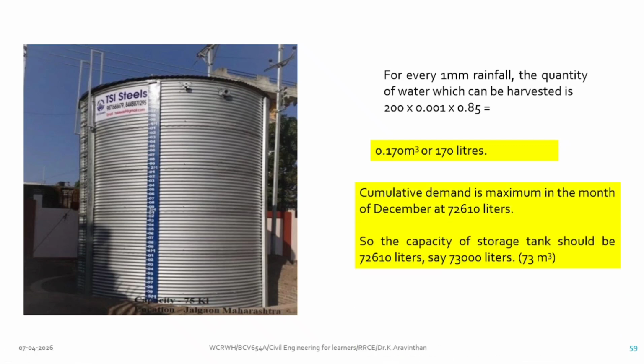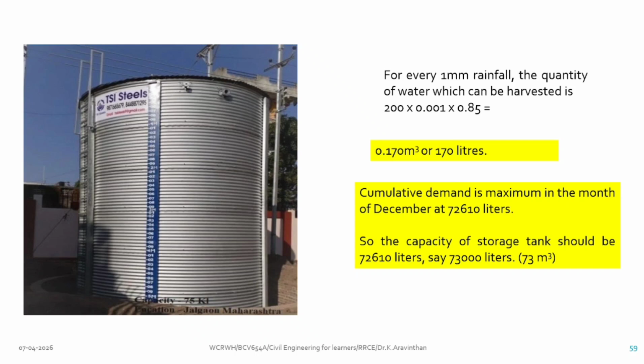Around 73,000 liters of water you can store for domestic purpose. I am not using it only for drinking purpose, I am using it for domestic purpose. And the volume of water you will be collecting is 73 meter cube. This is a storage tank which carries 75,000 liters of water. With this kind of storage you can use it for domestic purpose. Throughout the year it will be useful.